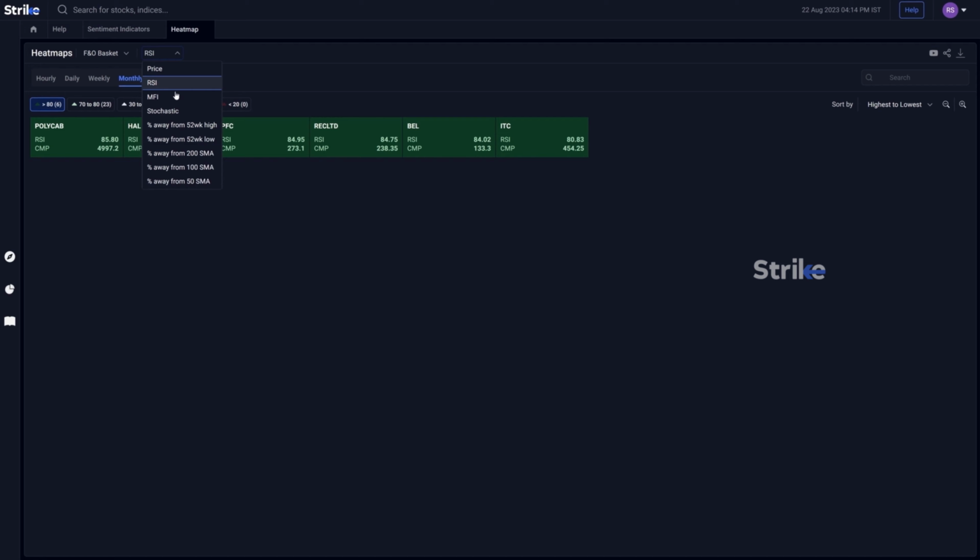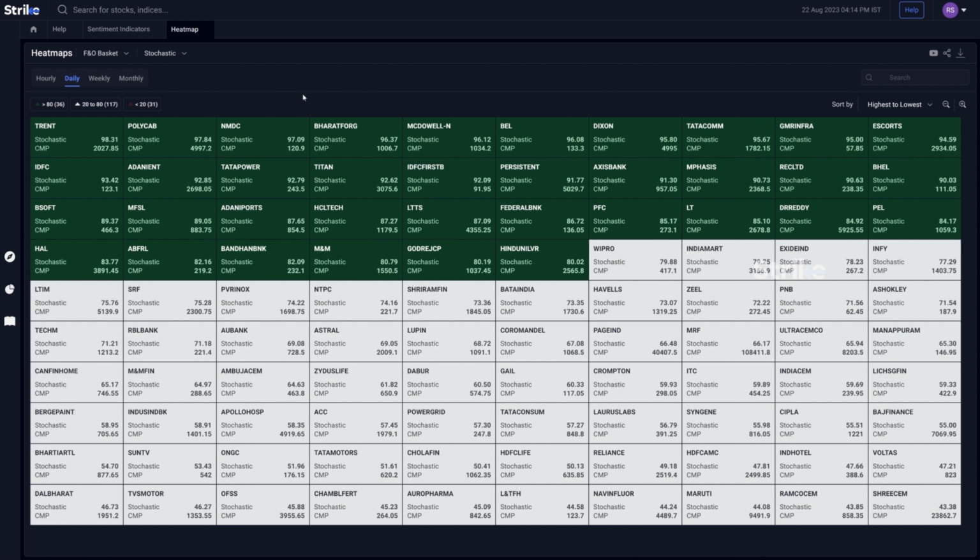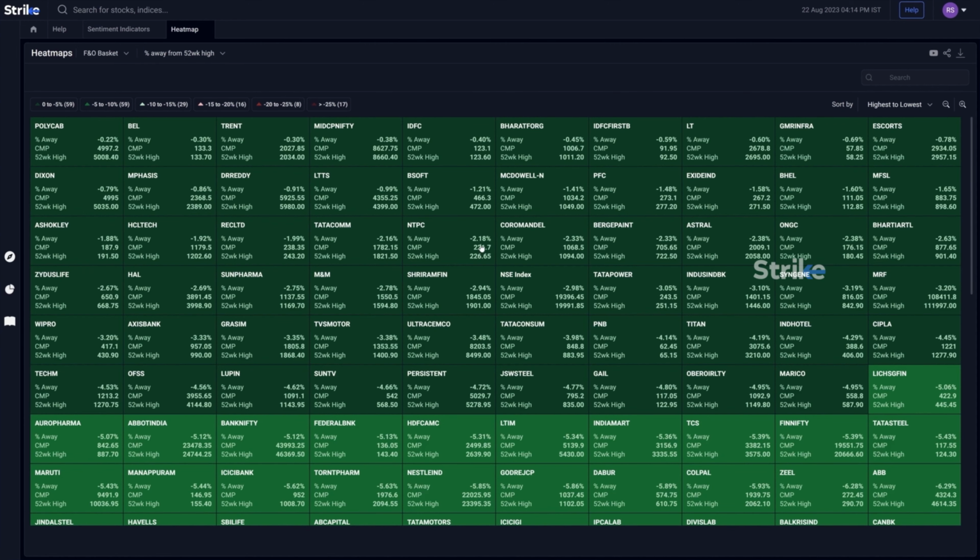Now you can also choose other indicators, like the MFI, the money flow index, or you want to see which stocks are at what level of stochastic. You can sort that out, or you want to see how far away a stock is from its 52-week high. Is it close to its 52-week high, or is it very, very far away? And if you want to pick stocks that are closer to the 52-week high, say within 5% of reaching it, you can choose this, right?